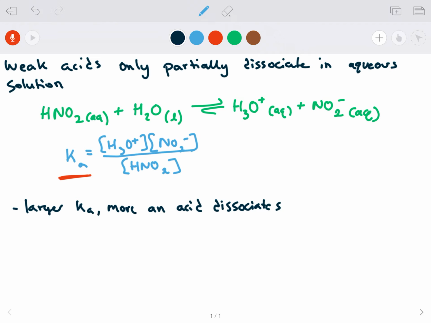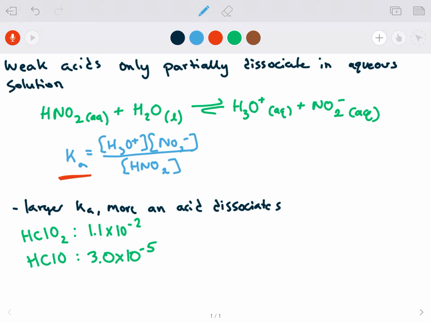So for example, I'm going to have two acids here that are pretty similar to each other. So HClO2 and then HClO. The Ka of HClO2 is 1.1 times 10 to the minus second, and for HClO, it's 3.0 times 10 to the minus fifth.